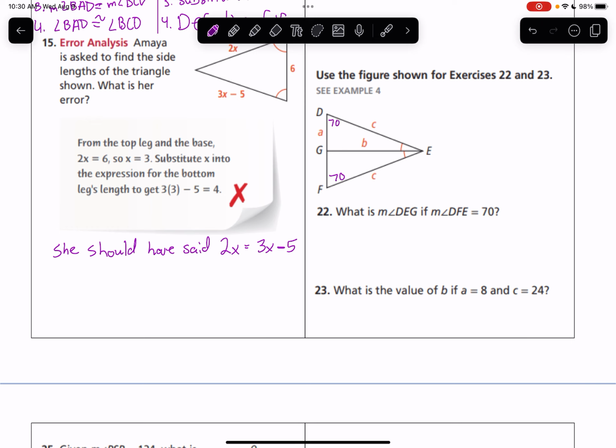So we can look at the whole triangle DFE, and we can say this is going to be 180 minus 70 degrees minus 70 degrees gives us 40 degrees left over. So the measure of angle DEG is half of that, right? So the measure of angle DEG, look where it is in the shape, there we go, DEG equals 20 degrees.